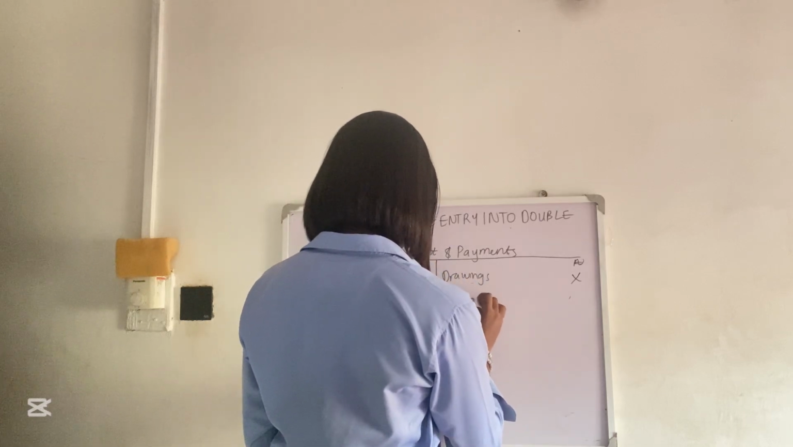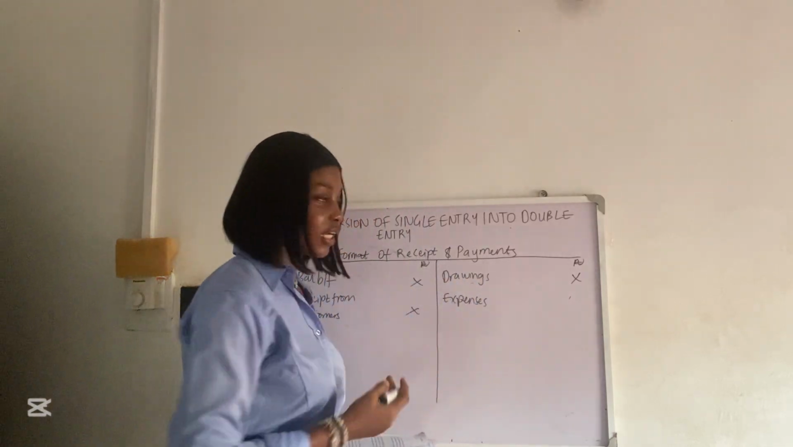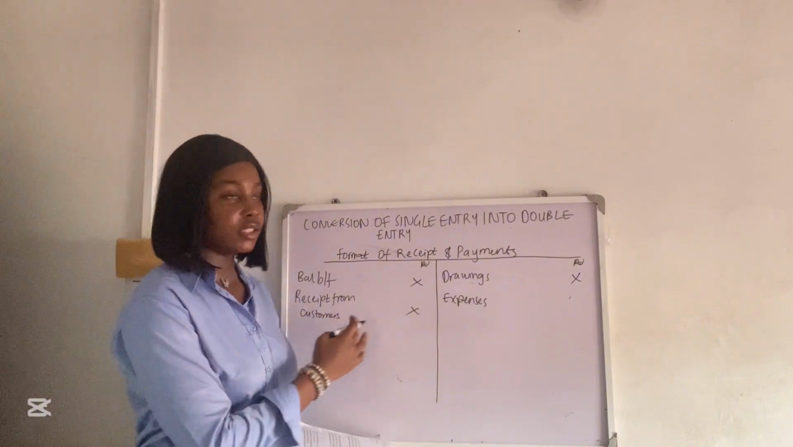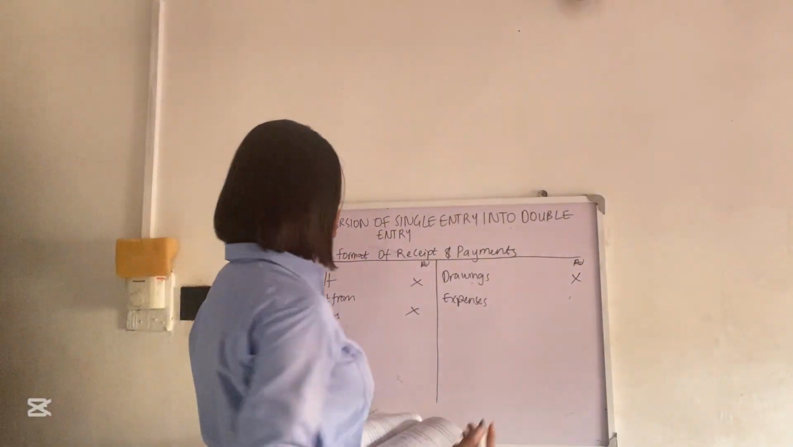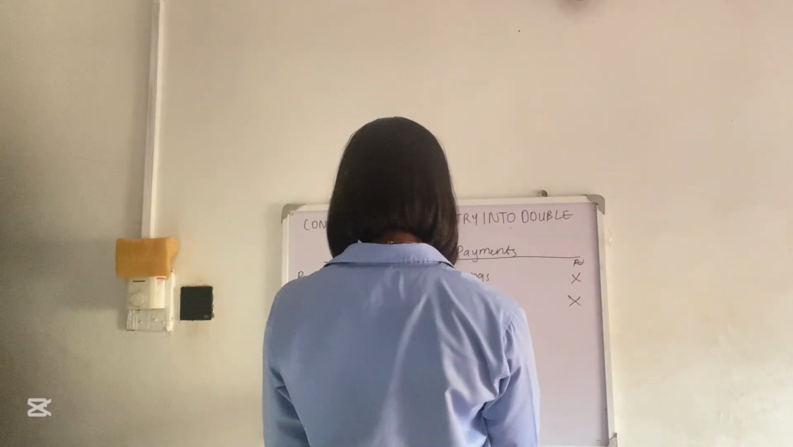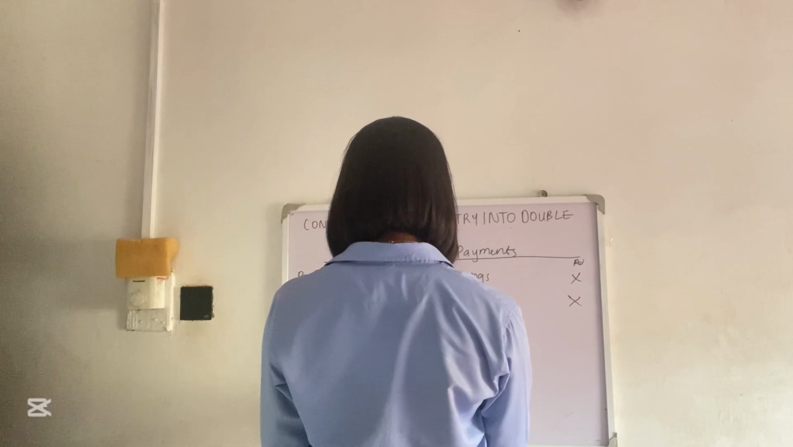Expenses. Remember, this is in the cash book. This is the receiving side. This is the giving side. Expenses, X. Fixed assets purchased.